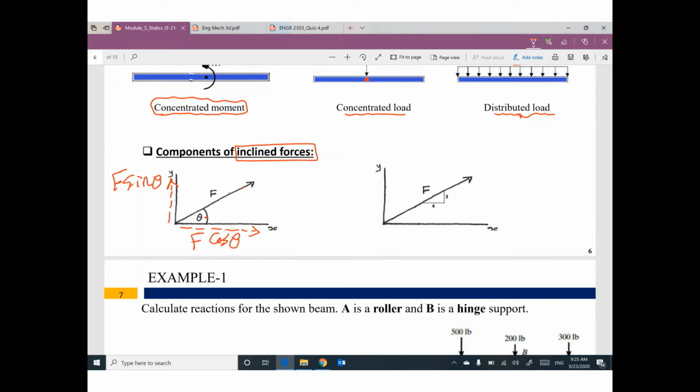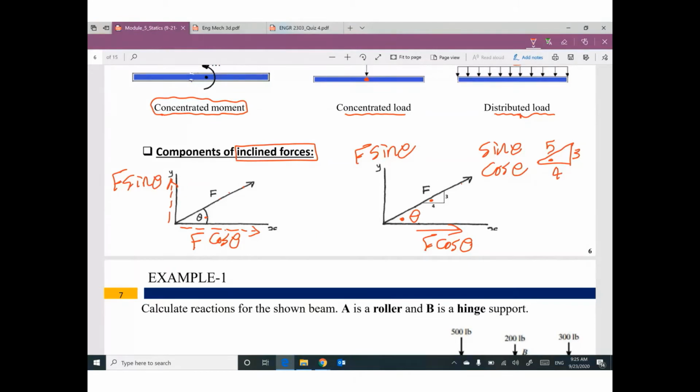Sometimes I will give you a force without an angle, but I will give you a right angle triangle. So you can select this angle, for example, and this angle will equal this one. So I can say this one is theta, so this component will be F cosine theta, and this one will be F sine theta. Sine theta and cosine theta can be figured out from this triangle, because this one is 4, 3, and this one will be 5.